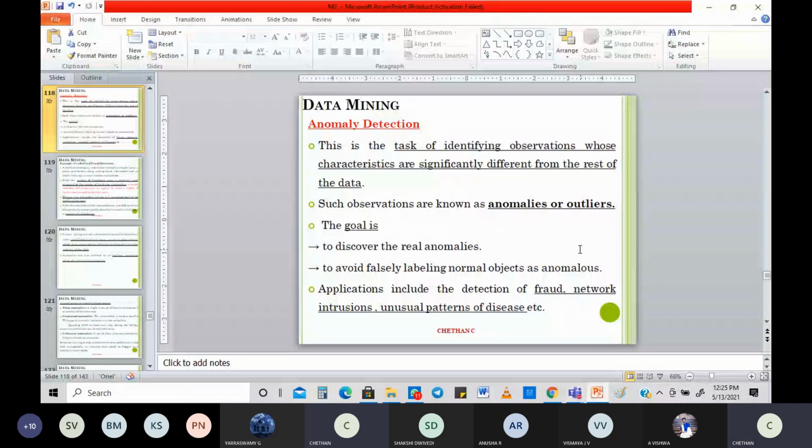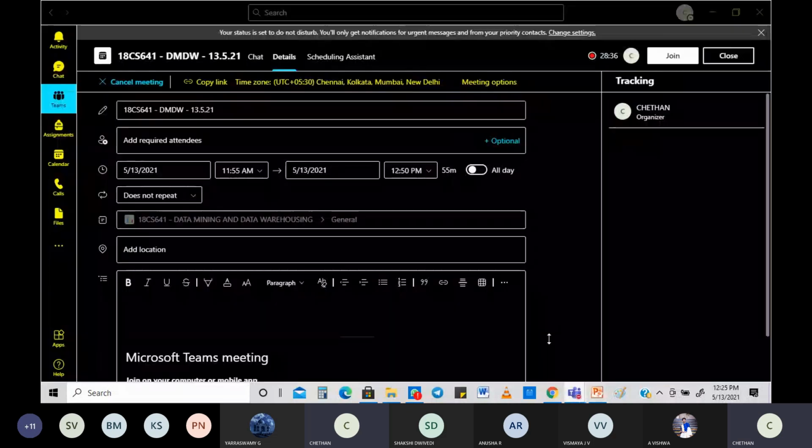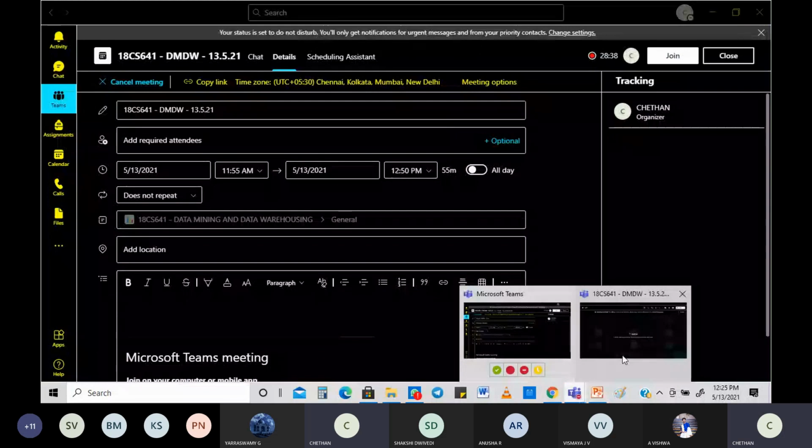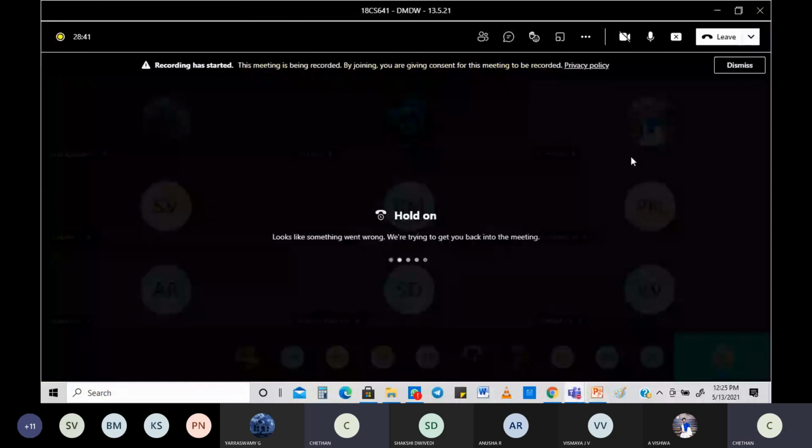So what's the next thing in this? What are unusual patterns of diseases? Patterns of diseases which are very much unusual, which will not come through regular ways. You can use anomaly detection during those times also. These are things you have to keep in mind, the way you can work through them.